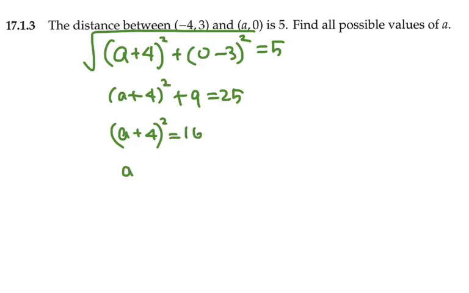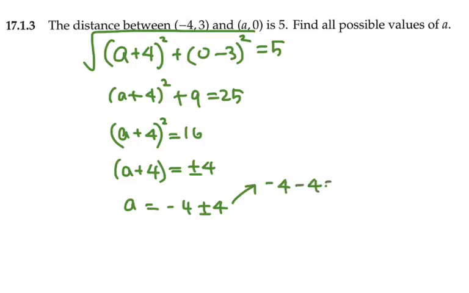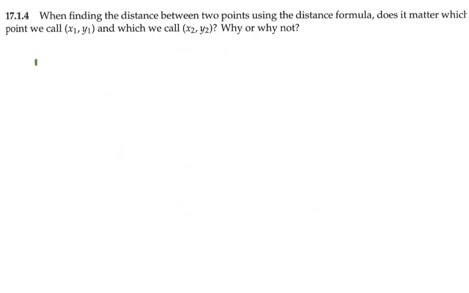Now to get rid of the square, we're going to take the square root of both sides. Then we'll get a plus 4, noticing it has to be equal to plus or minus 4. Then we realize that a, by subtracting 4, is equal to negative 4 plus or minus 4. One of them will be negative 4 minus 4, which is negative 8. The other one is negative 4 plus 4, which is equal to 0. So we have 2 answers for the values of a.